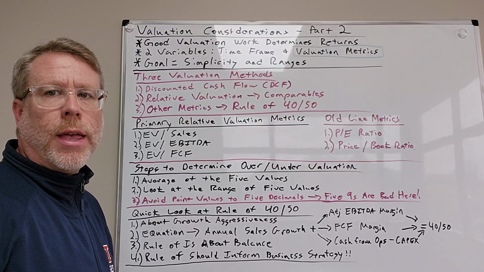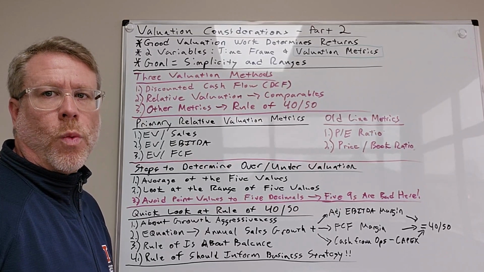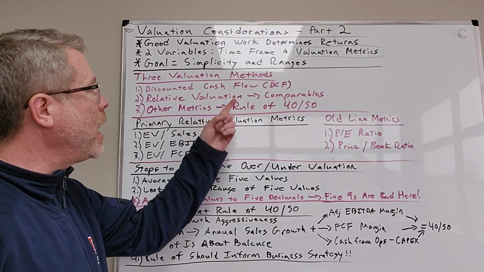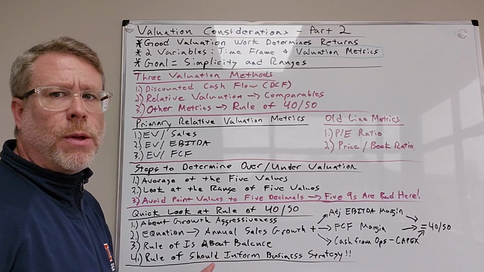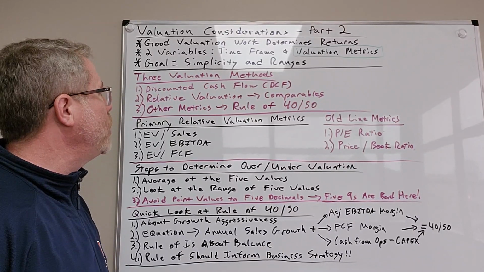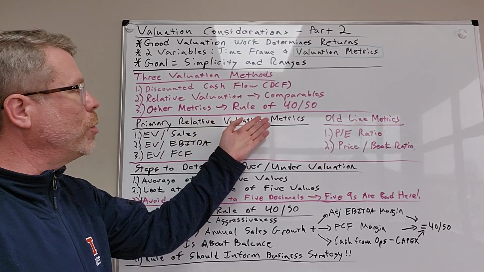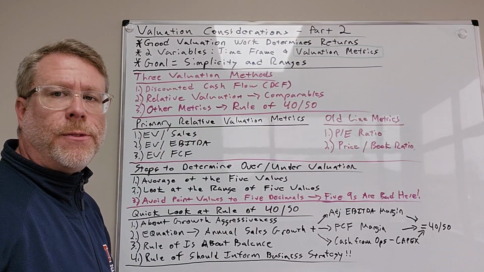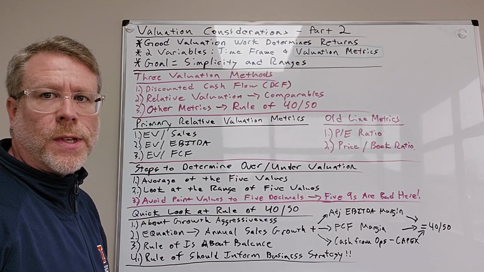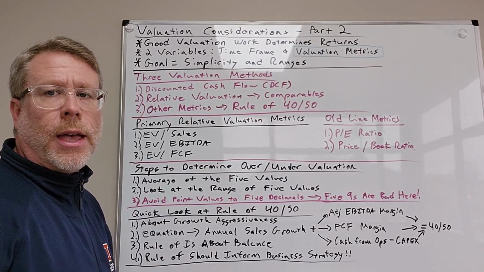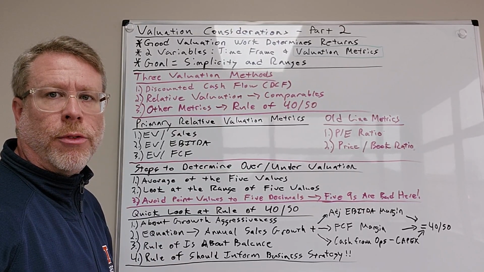So let's start with looking at three well-known ways of valuation. The first is discounted cash flow, or DCF, which can be relatively complex. Number two is relative valuation, think your comp set. And number three is other metrics, like the rule of 40 or 50. In today's video, we're going to focus on numbers 2 and 3, because again, DCF can be complex and can be fraught with a lot of issues around different variables.